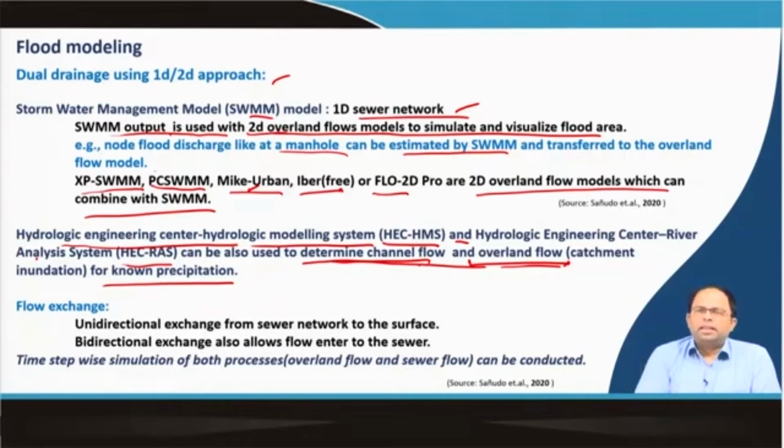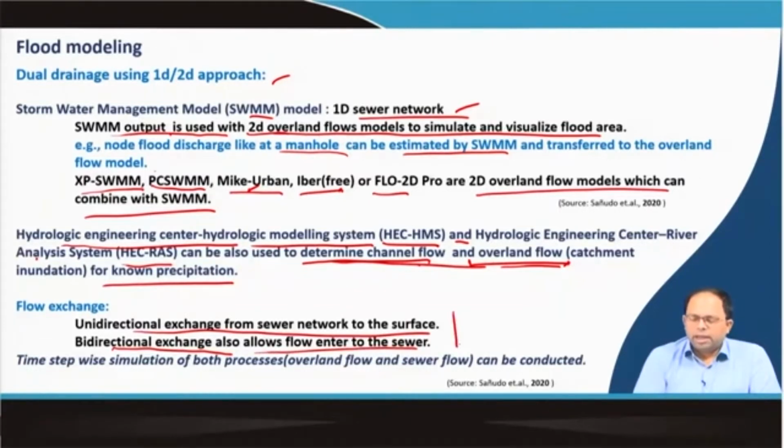So, flow exchange, as we were discussing, could be a unidirectional exchange from the sewer network to the surface. That means at a node the flood happens, and we assume that from that point the water will spread in all directions. Or it could be a bidirectional exchange, that is, flows from the overland flow that is generated also enter into the sewer at other points, right. So, it could be a bidirectional exchange which allows flows to enter into the sewer.